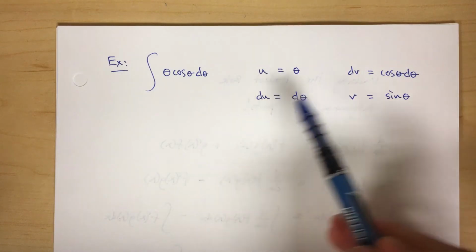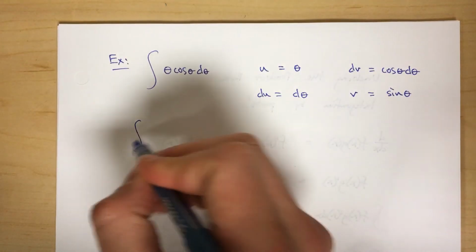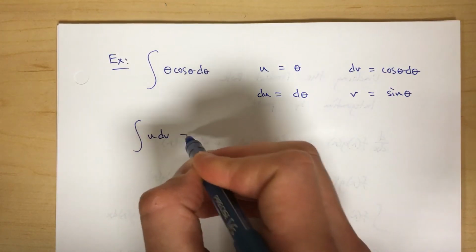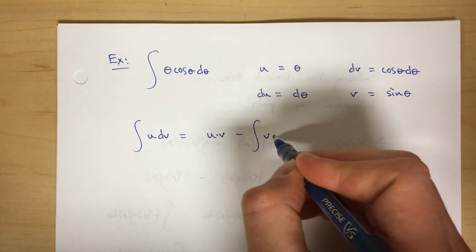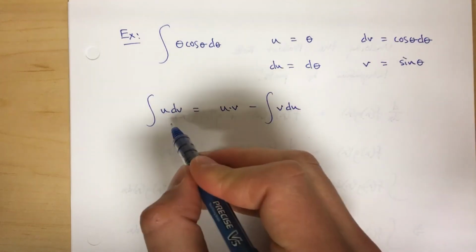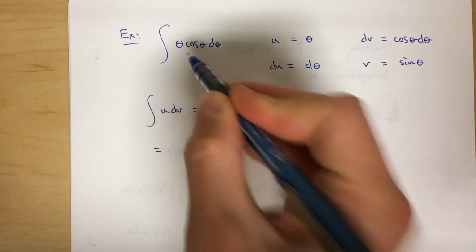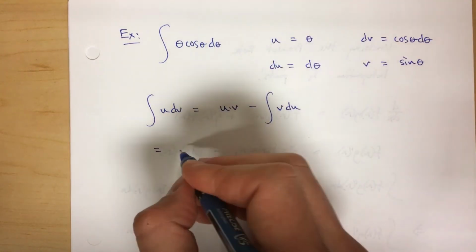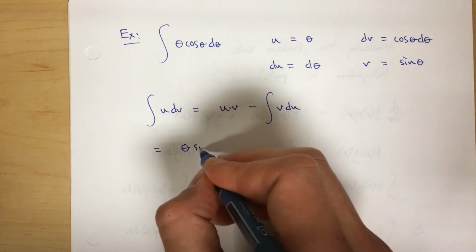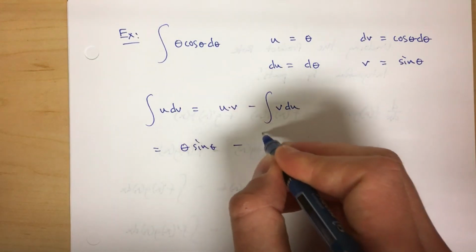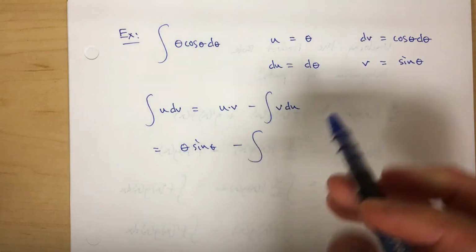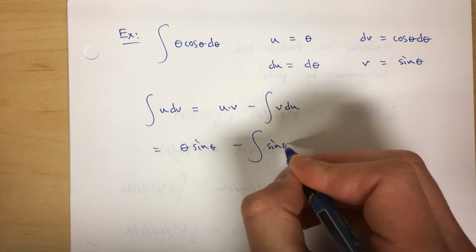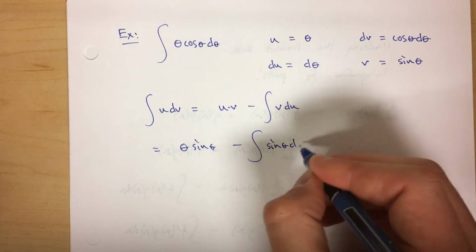So we have u, du, dv, and v, and now we're going to remember that the antiderivative of u dv is simply equal to u times v minus the antiderivative of v du. So this should be equal to u times v, that's theta sine theta, minus the antiderivative of v du. v du, that is sine theta times d theta.